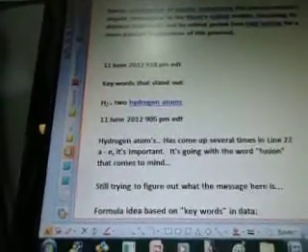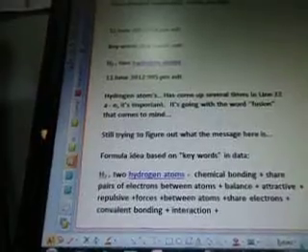Interesting. So this is 11th of June 2012. Keywords that stand out: H2 plus 2 hydrogen atoms. June 11, 2001 again. Earlier, it was hydrogen atoms. Has come up several times in line 22. A to E, it's important. It's going with the word fusion that comes to mind. Actually, line 22 now goes from A to E, up to E11. Okay. Still trying to figure out what the message here is.